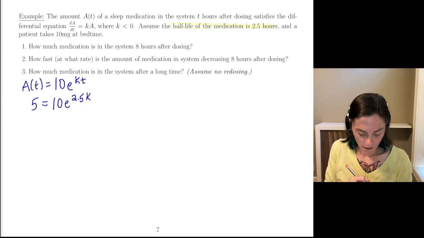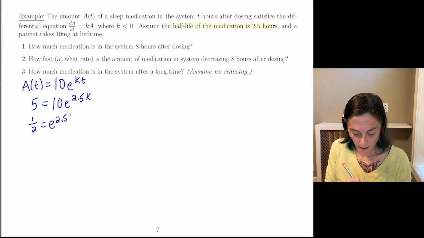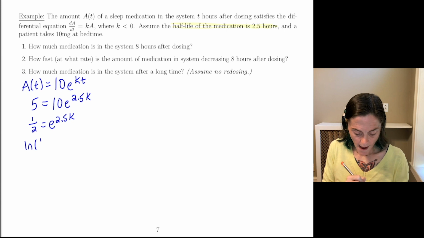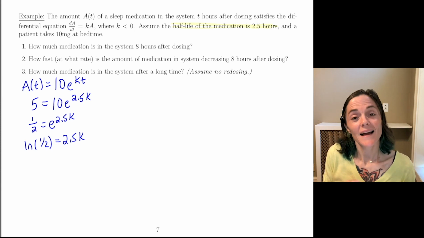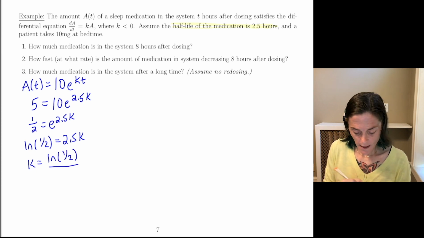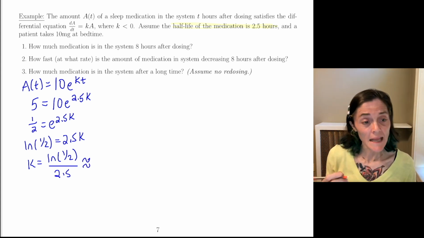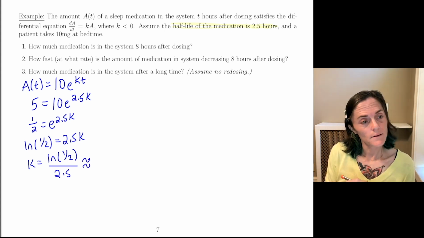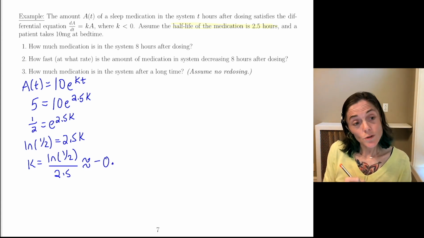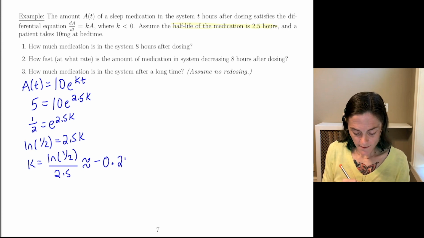Now divide by 10, we get 1/2 is e to the 2.5 k. And we can take the natural log of both sides. ln of 1/2 is 2.5 k. Finally, solve for k. K equals ln of 1/2 divided by 2.5. And we will round this. This is approximately minus 0.2773.